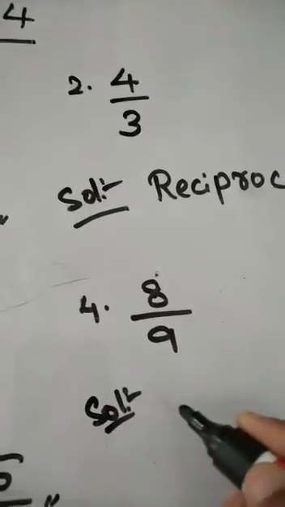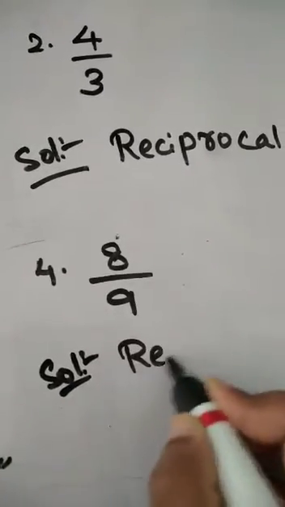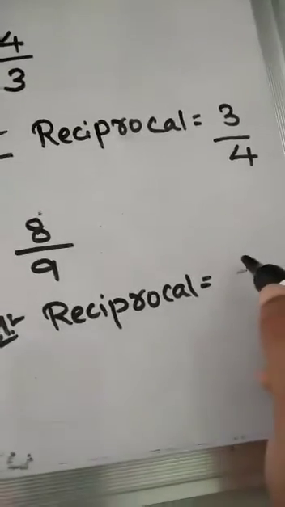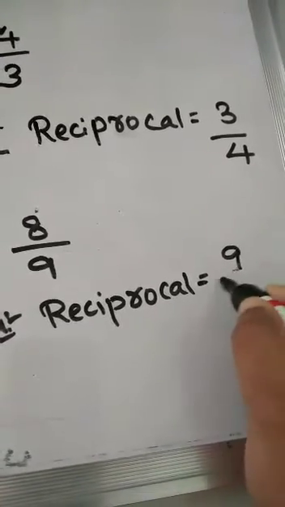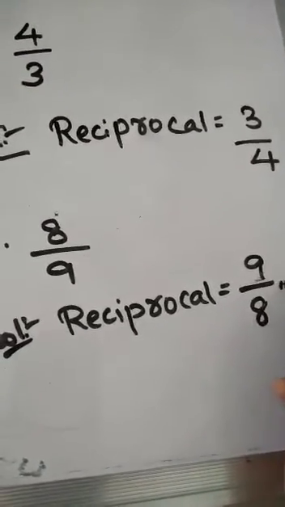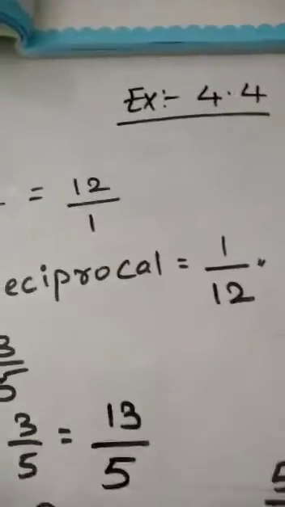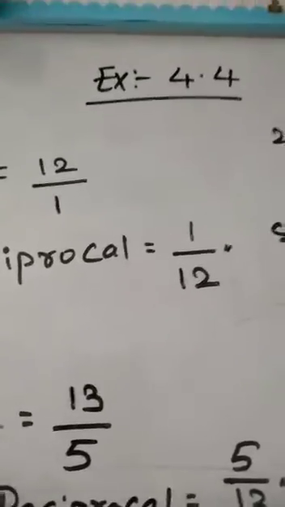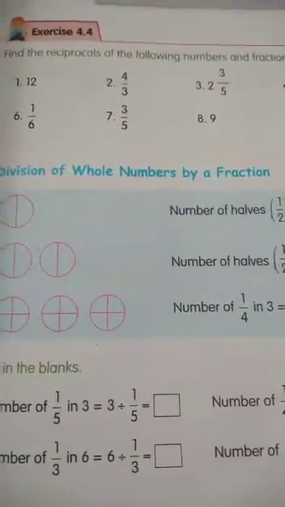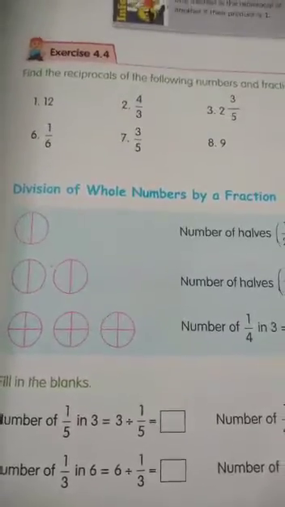Next, the fourth one. The reciprocal equals, interchanging the numerator and denominator, 9 by 8. Similarly, we have to try the remaining problems. It's very simple and very easy. With this we have completed our exercise 4.4.